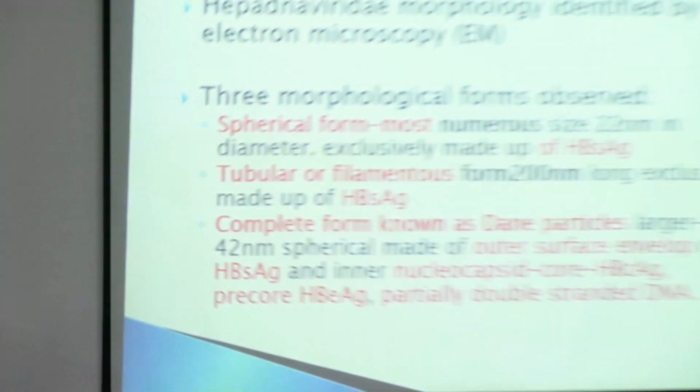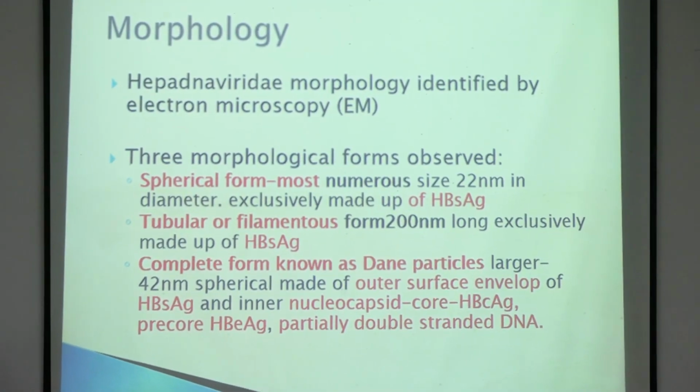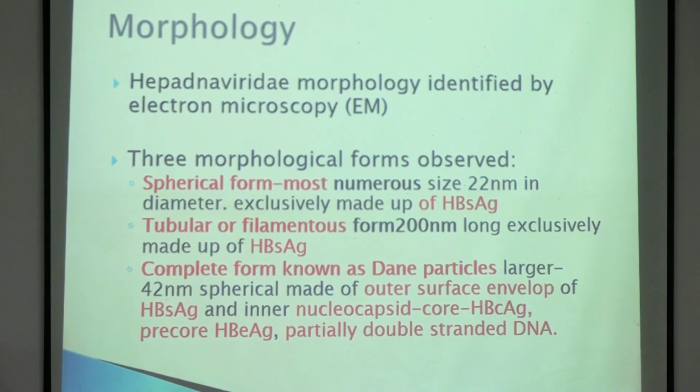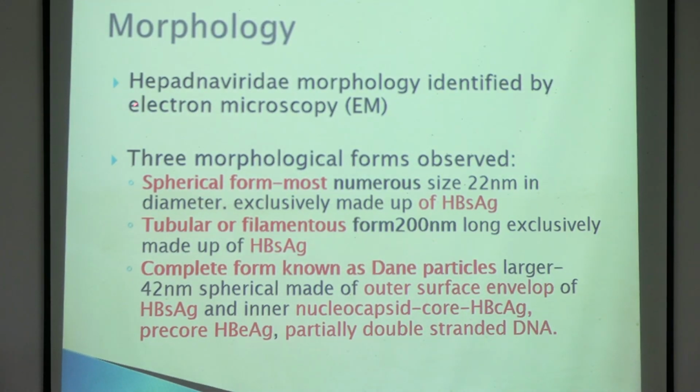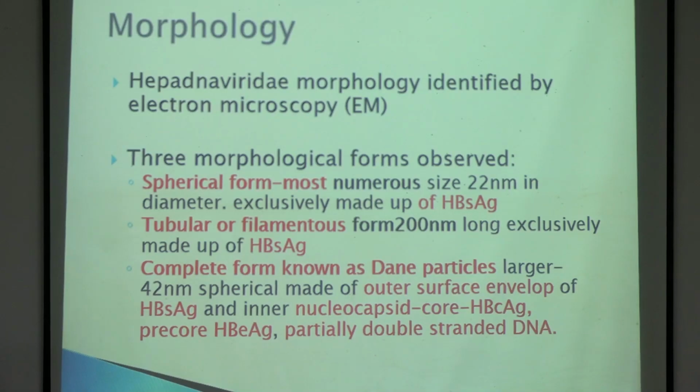Next, as with all the viruses, we are talking under certain headings, the morphology first. Let us see the morphology. It is a Hepadnaviridae, with morphology identified by electron microscopy. It is a little bit different. It has three morphological forms. It's not only one virus form, but three forms. What are these three forms? They usually ask you about the morphological structure. We have spherical forms, tubular forms, and the complete form, the Dane particle. So three forms.